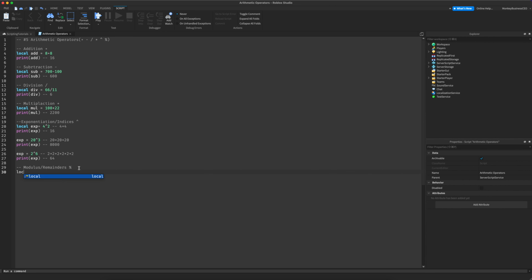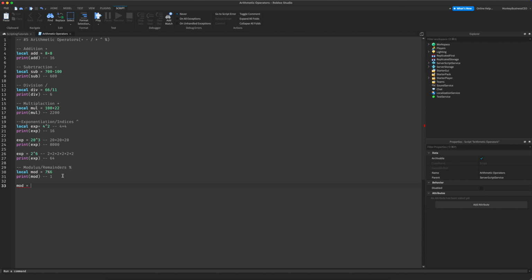So let's just do local mod equals 7, and then the modulus sign, which is just the percentage sign, by 6. This will print mod. So that should be 1, because if you do 7 divided by 6, the remainder is 1.